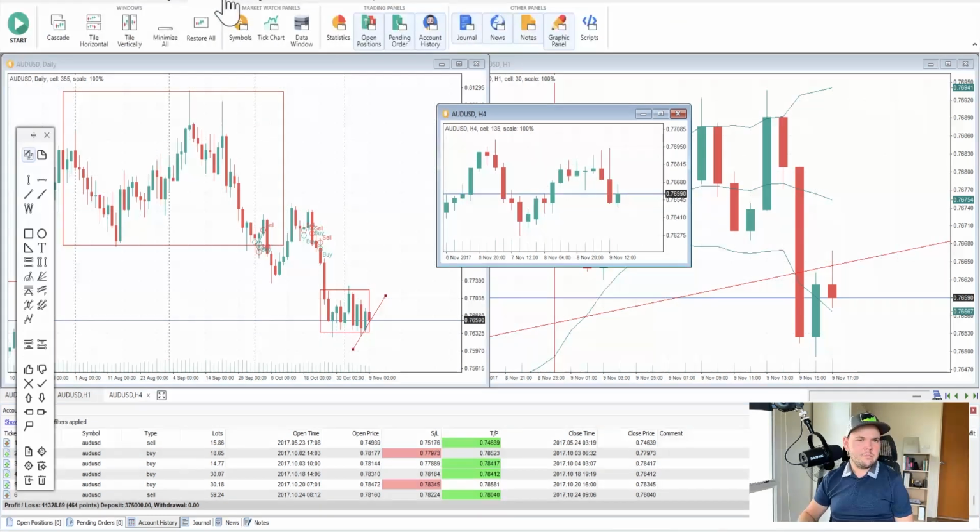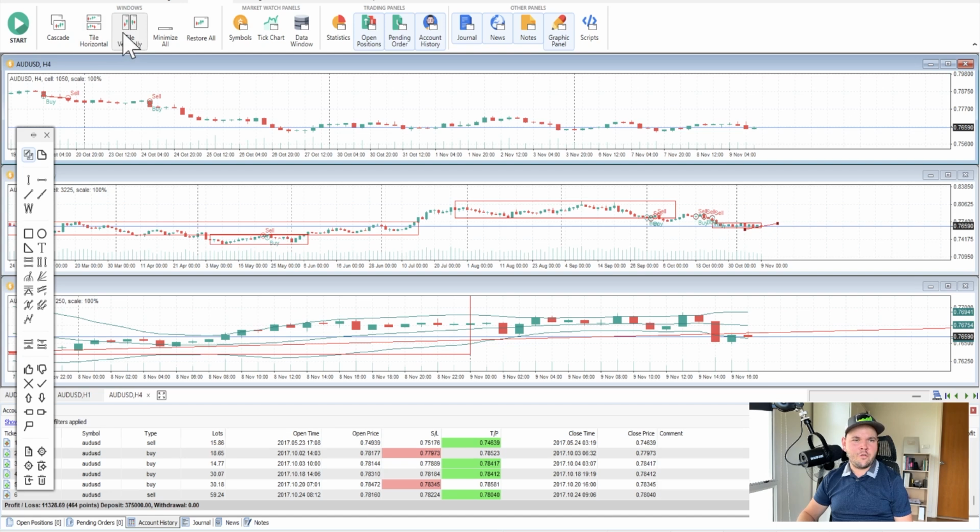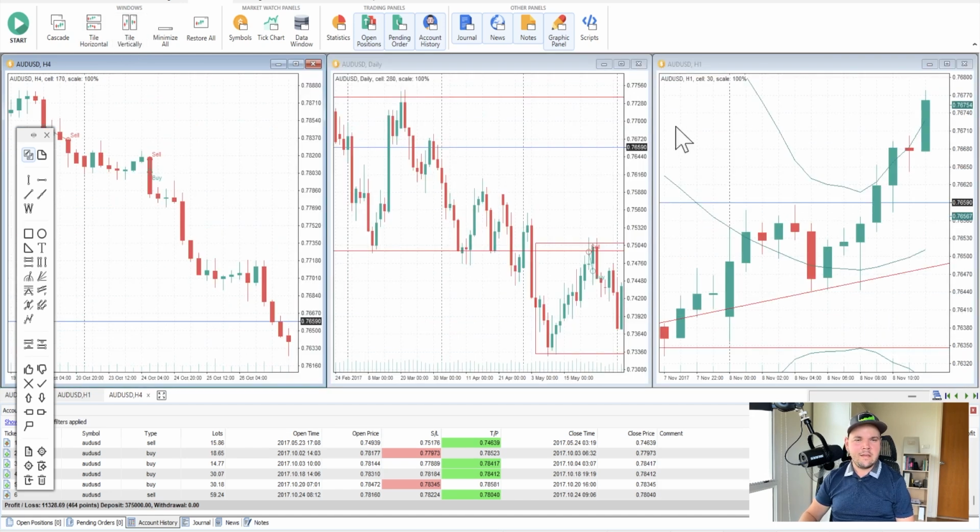So I'll go to window here. I can tile them horizontally or vertically if I want to have them like this. And all the drawings will sync. It will all be together. The trades will show on all time frames. And that is kind of cool to trade that way. Kind of a nice thing to do.